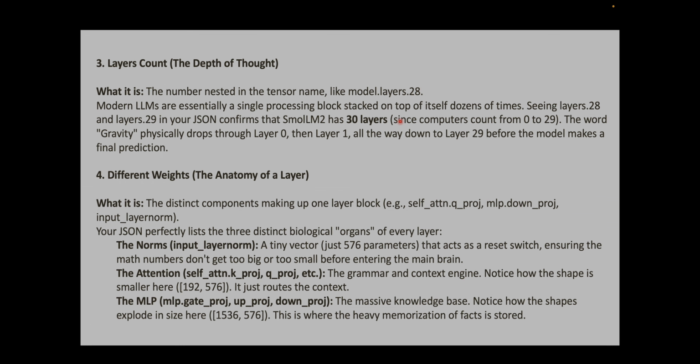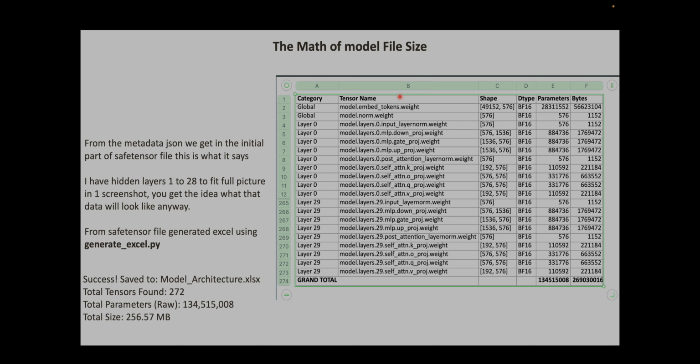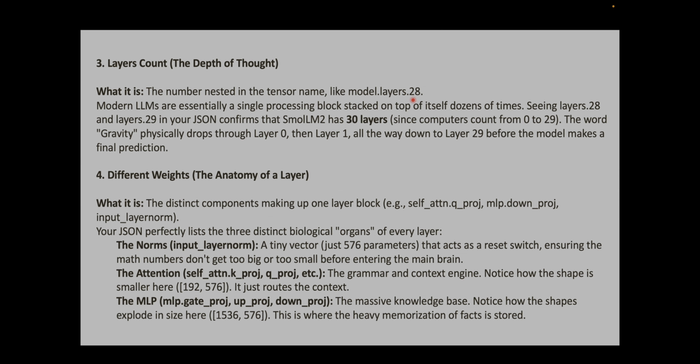All right. Then layer count, the depth of thought. What it is: the number nested in the tensor name, like model.layers.28. So this particular number, you can see it go from 0 to 29. I have hidden all the in-between rows. So it has layer 0 to layer 29, and that's the layer count. All right. So it is a number nested in the tensor name.